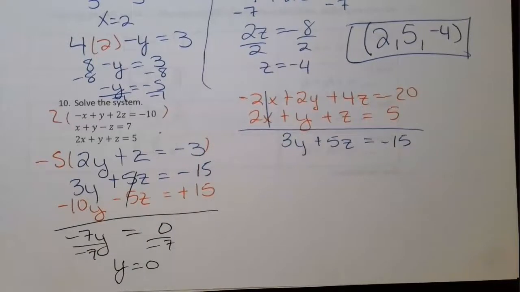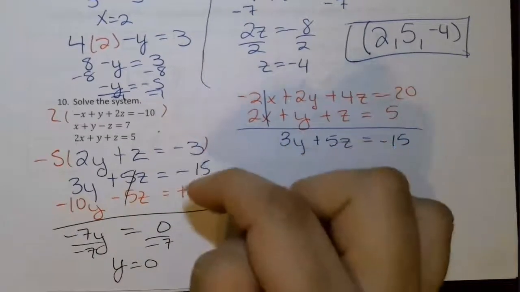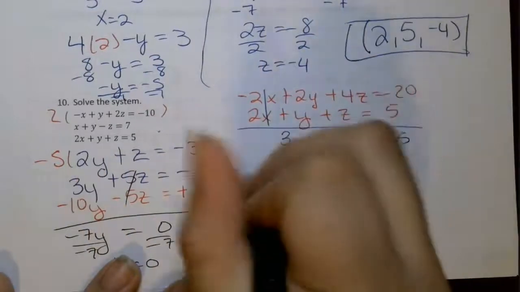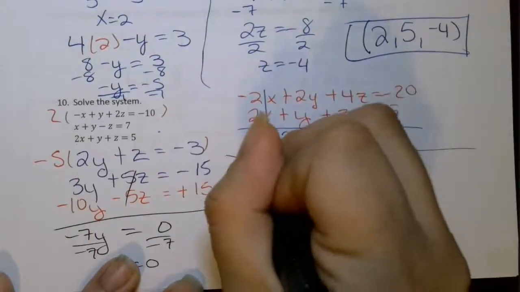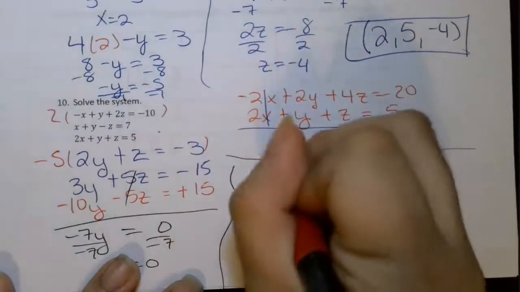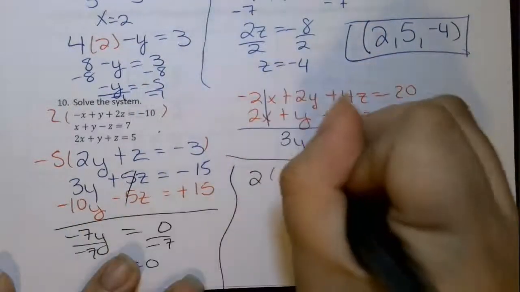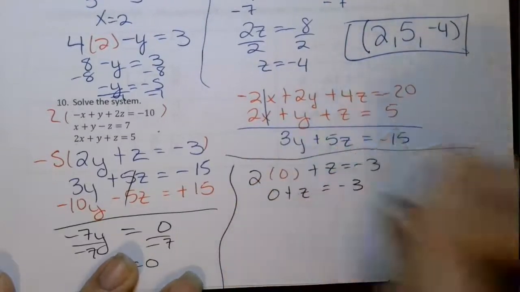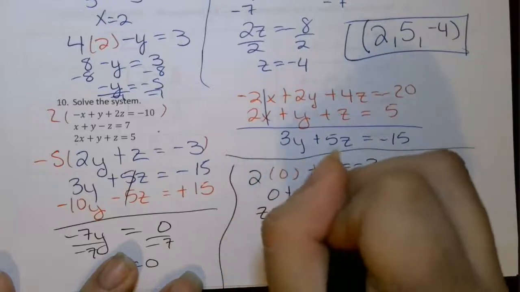Now what I want to do is go ahead and plug back into one of the two equations I had earlier, the 2y and the 3y, and solve for z, so I can go back to one of my original equations and solve for the x value. I am going to pick the top one. It doesn't really matter. So I have 2, and then in here I'm plugging in 0, plus z equals -3, 0 plus z equals -3, z equals -3.